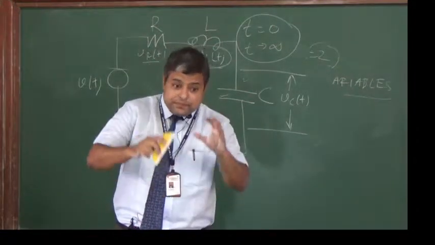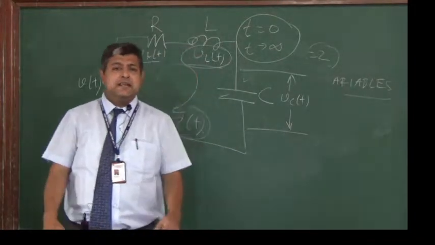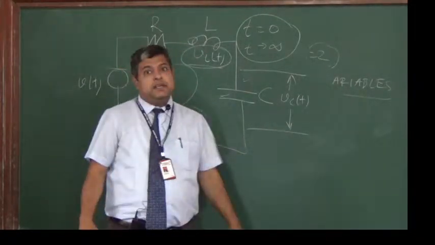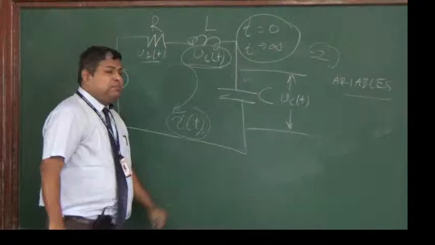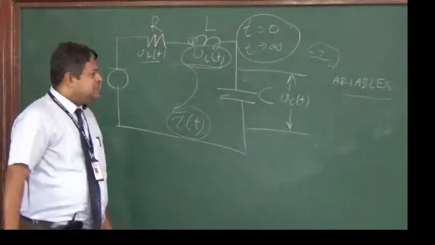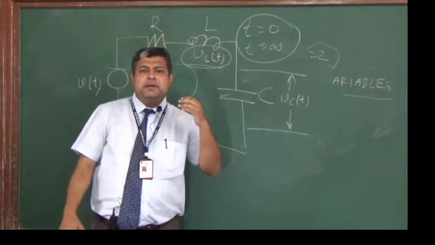So there is not a single way of defining the system. The system can be defined in many ways. So this is the simple, very basic of state variable. So first we have to understand that the number of energy storing elements is equal to the order of the system.